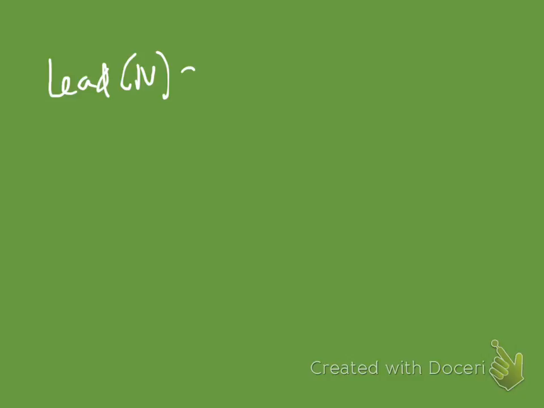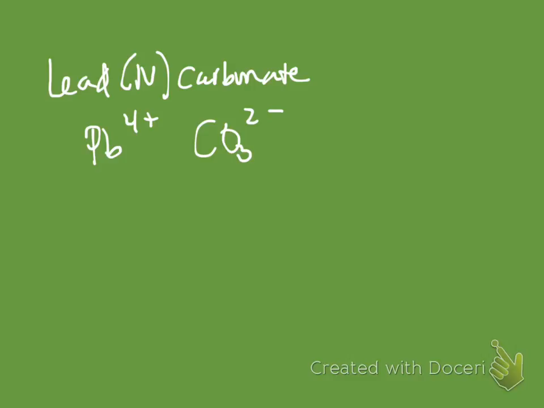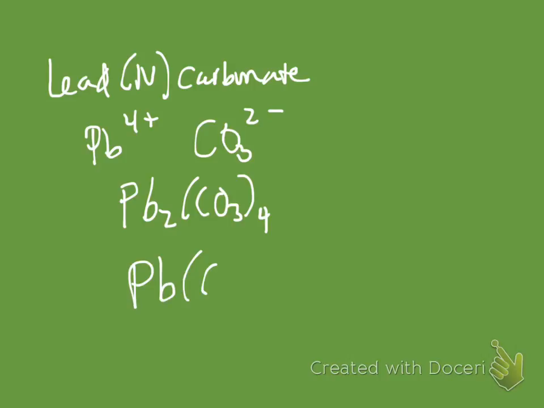Okay, number 4, lead(IV) carbonate. Well, we have Pb 4 plus and we have CO3 2 minus. And again, there's a moment if you're doing your crisscross where it looks like that, but you have to reduce those ratios. So it's just Pb(CO3)2.